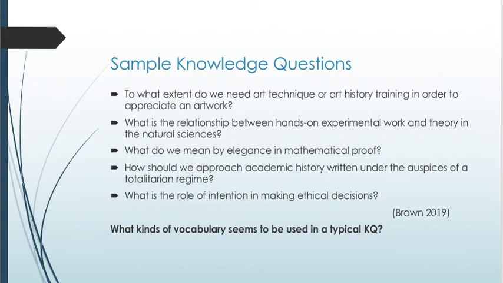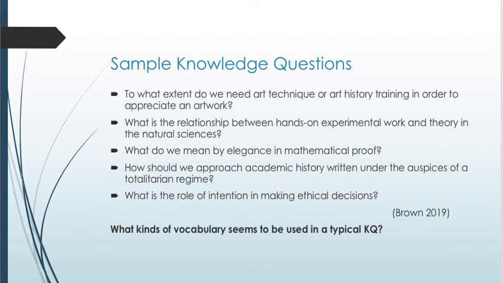What is the relationship between hands-on experimental work and theory in natural sciences? What do we mean by elegance in mathematical proof? How should we approach academic history when under the auspices of a totalitarian regime? And what is the role of intention in making ethical decisions? I really like that all of these questions don't rely on the word knowledge. That's not to say that using or writing a knowledge question with the word knowledge is bad. It's fine, but you can also talk about knowledge in a variety of other ways.